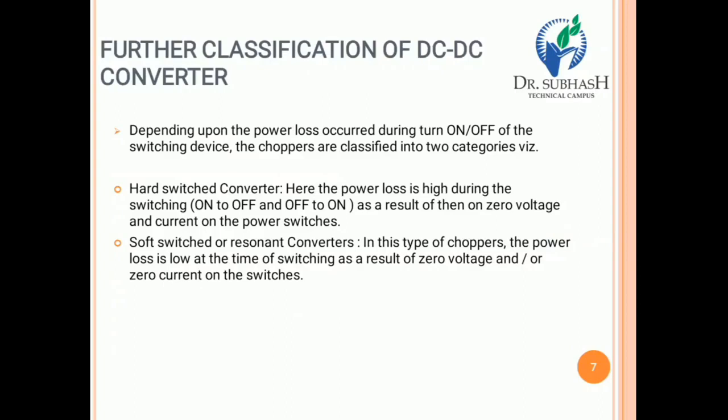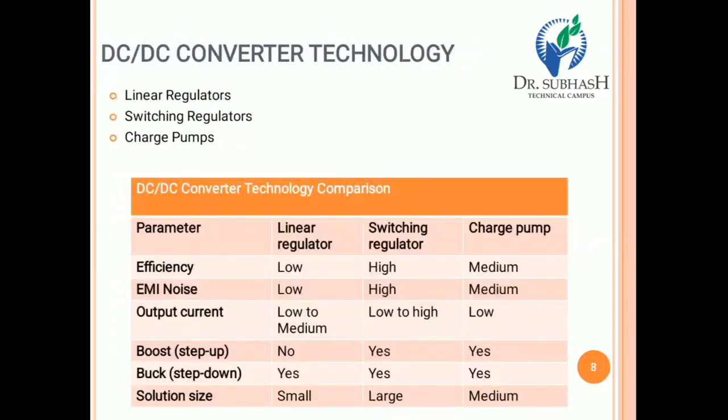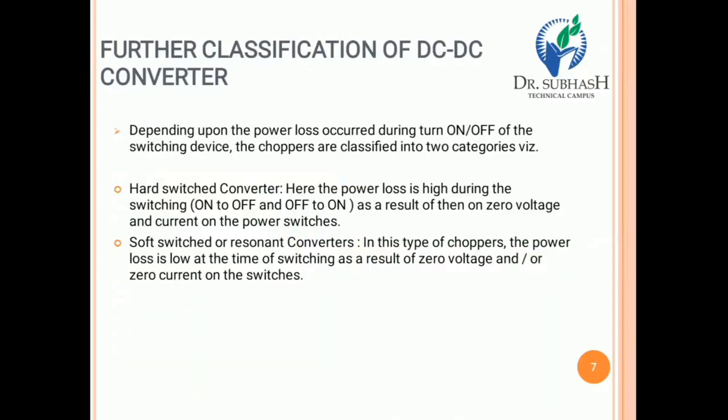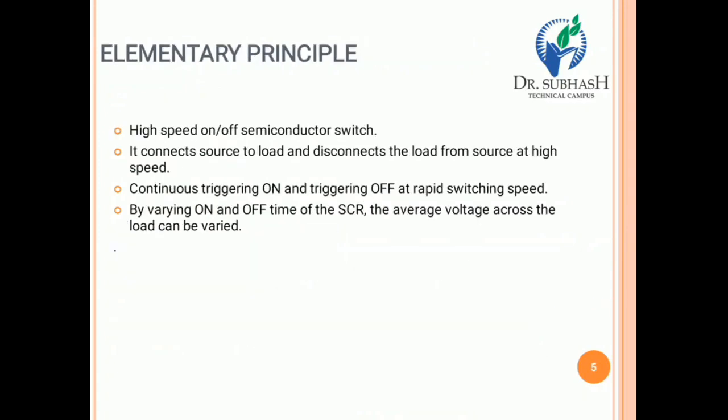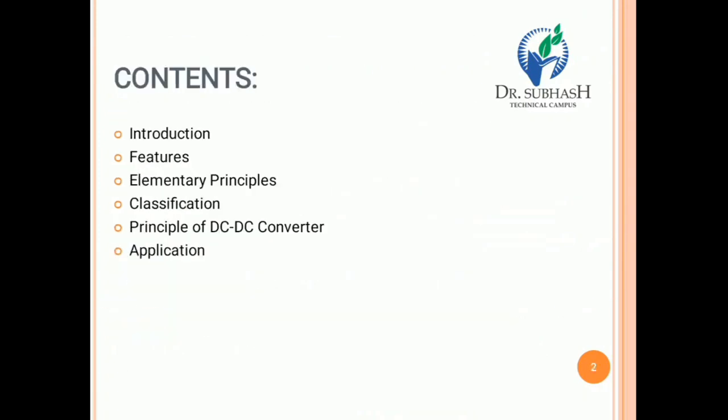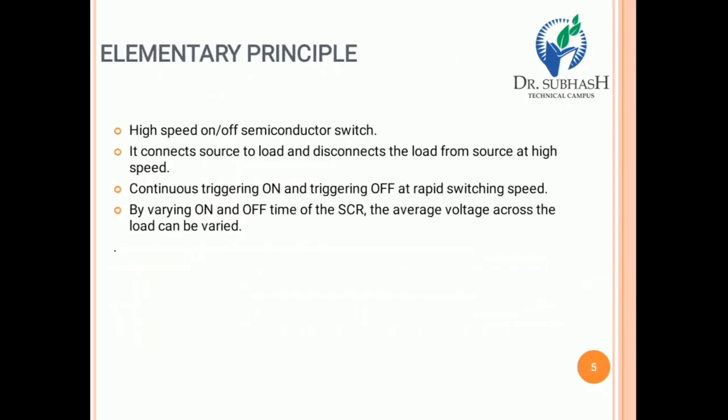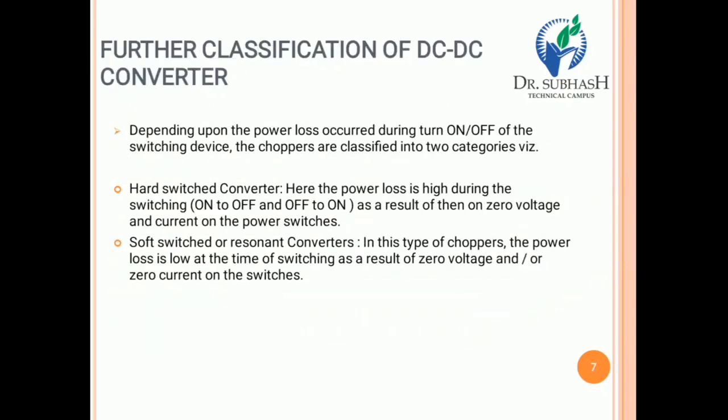Now a further classification of DC to DC converters: depending upon the power loss that occurs during the on and off switching of the device, choppers are classified into two different categories, right? Hard switch converter and soft switch converter. In a hard switch converter, the power loss is high during switching from on to off and off to on.